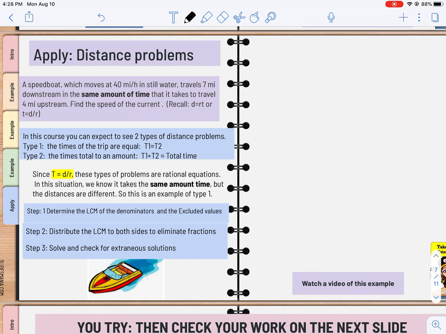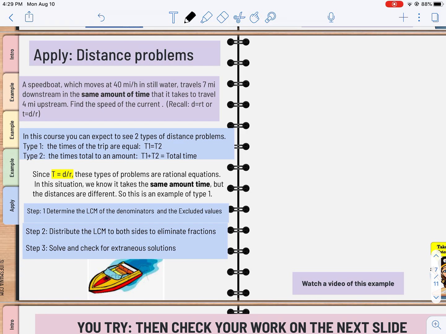Okay, in this application, we're going to look at applying rational equations to another type of distance problem. In this situation, a speedboat, which moves at 40 miles an hour in still water, travels 7 miles downstream in the same amount of time that it takes to travel 4 miles upstream. Find the speed of the current.